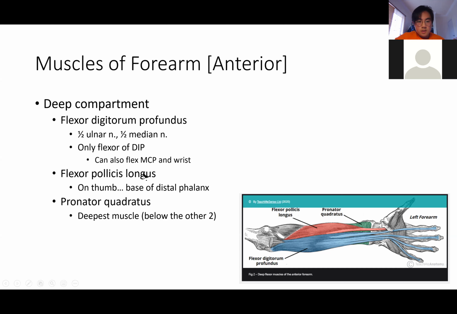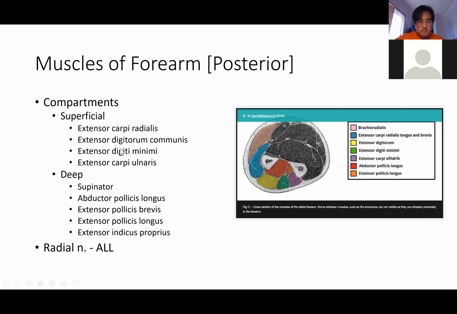Flexor pollicis longus. So we've only got one flexor of the thumb in the anterior compartment, and it's the flexor pollicis longus. And you can sort of, from the name, imagine where it inserts, right? So it flexes the thumb. So you can sort of guess where it inserts. You don't need to know the specific area, just the general area.